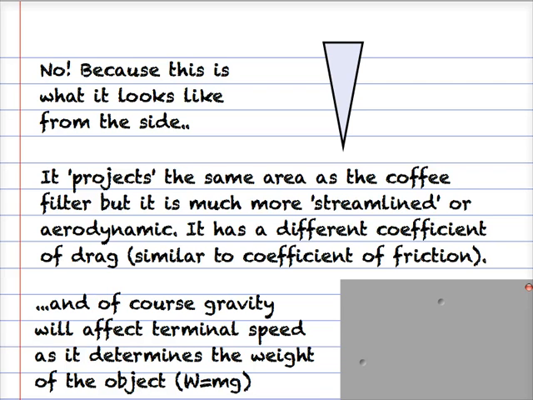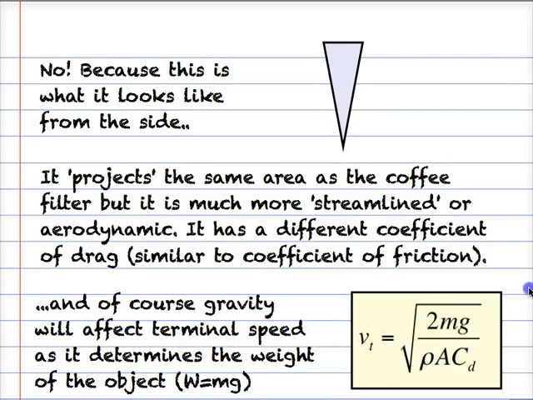And of course gravity will affect terminal speed because it determines the weight of the object. The weight of an object is mass times gravity. So these are the things that affect the terminal speed: gravity, the shape, the projected area or the surface area, the type of fluid that the object is falling in, and the object's mass. Now let's have a look at an equation combining all those things together.